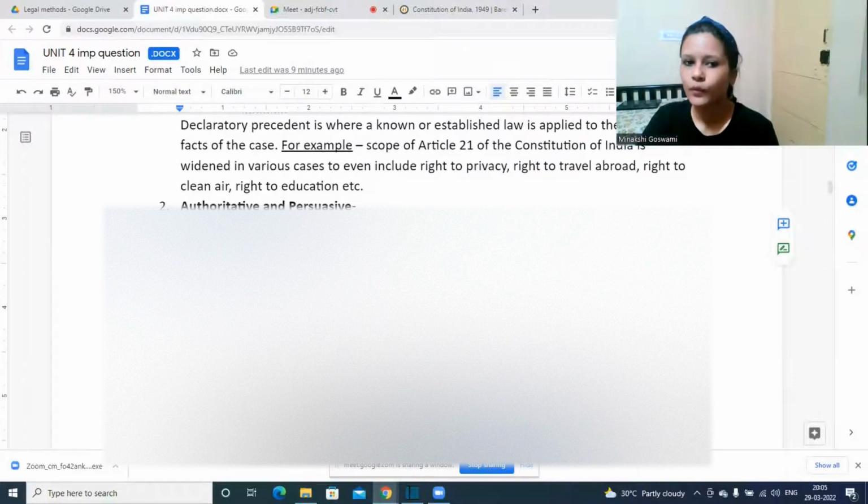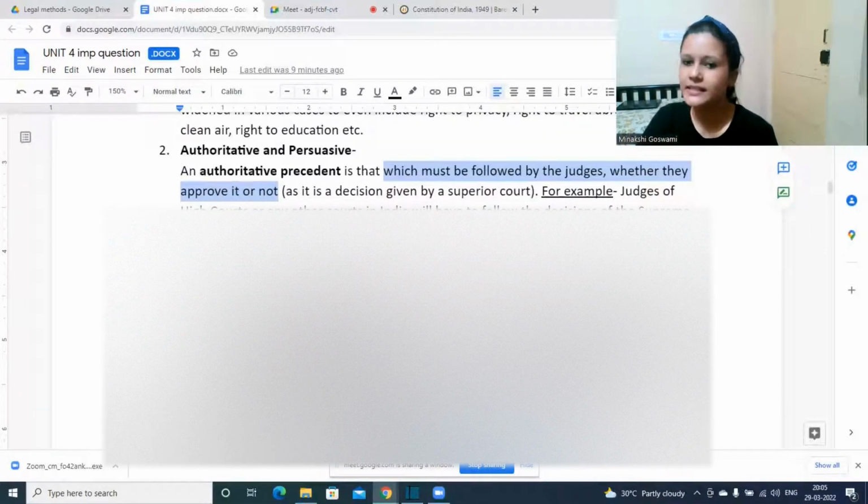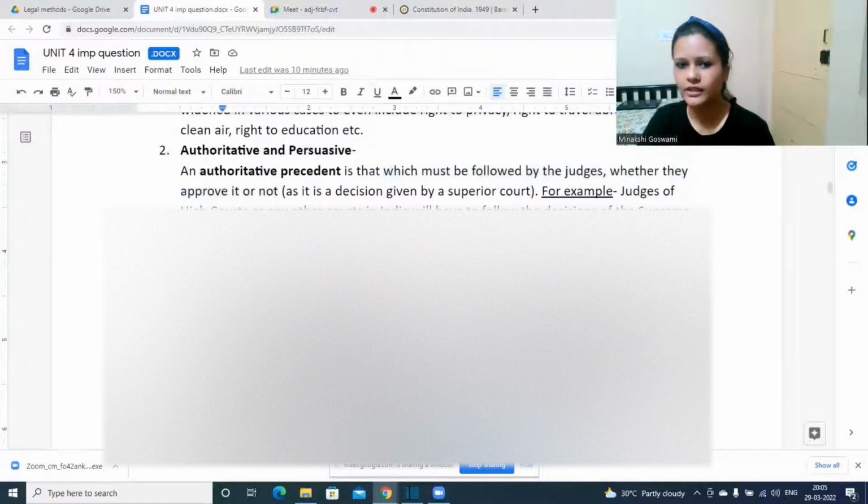When we talk about authoritative precedent, it has two different types: absolute authoritative and conditional authoritative. Absolute authoritative precedent must be followed without question, however erroneous it may appear to be. Even if you do not agree, you will have to follow it. Take for example the Supreme Court's decision, all the other courts will have to follow. They don't have any other option. That is absolute authoritative precedent. It is absolutely binding.